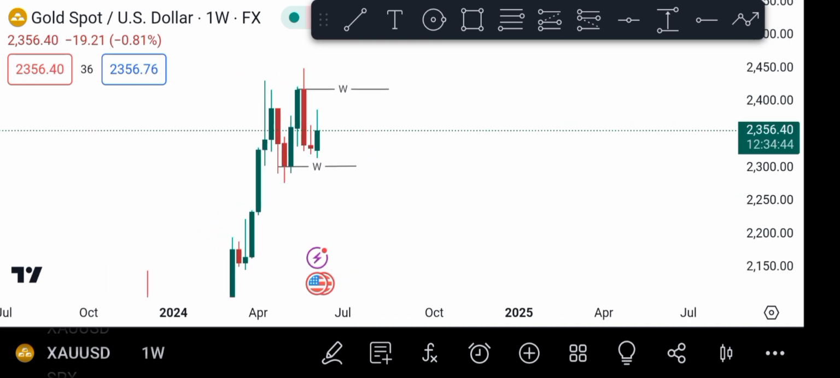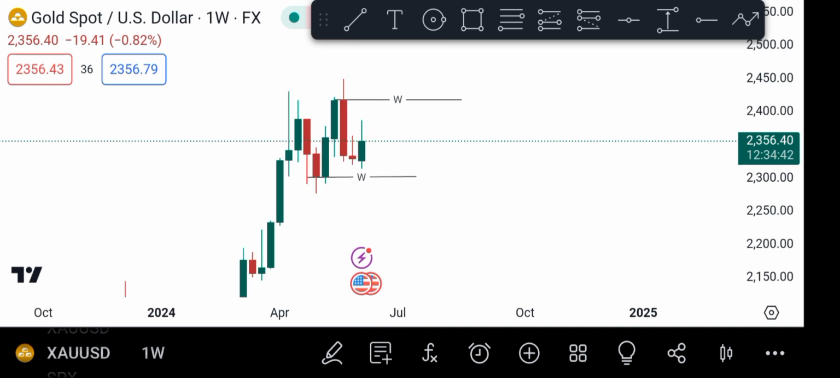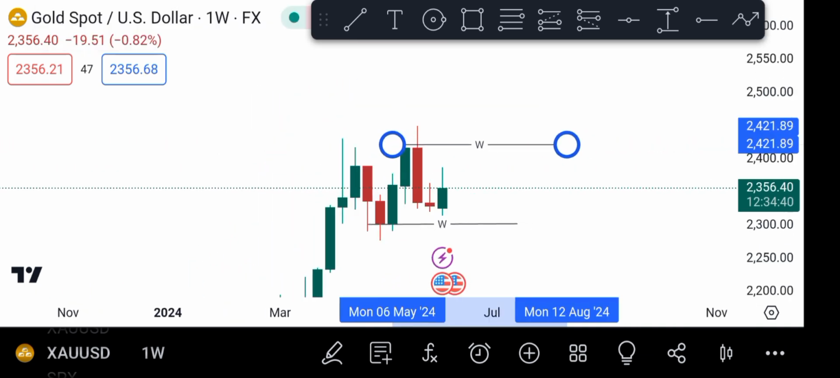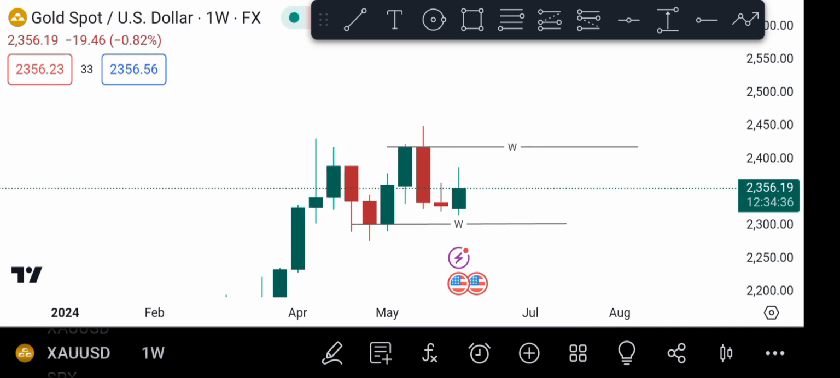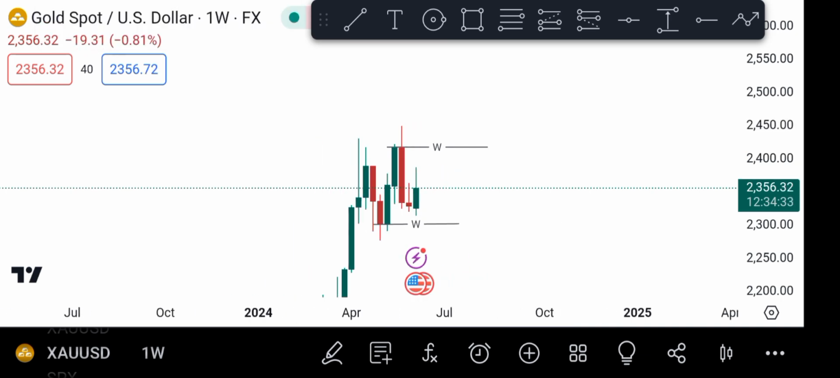Alright, so what's the next thing? Now you have to align this stuff to be very accurate, so the market doesn't play you away and take you out.